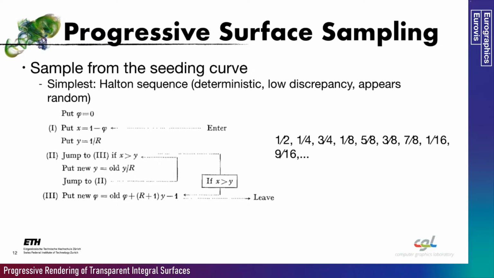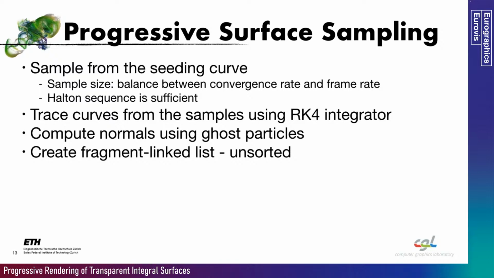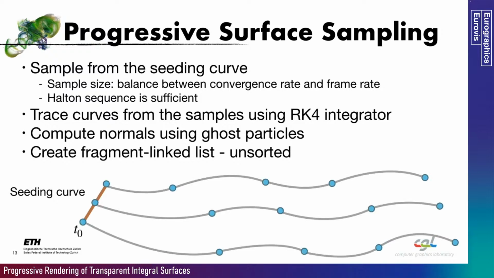The easiest way is to sample uniformly with the Halton sequence. This results in deterministic samples with low discrepancy. A simple Halton sequence was sufficient for our application, though the use of other adaptive sampling strategies would be imaginable as well. We trace curves from the samples using a 4th-order Runge-Kutta integrator and compute normals using ghost particles.